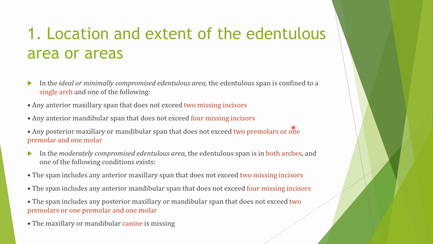In a moderately compromised edentulous area, the edentulous span is in both arches. So the span includes any anterior maxillary span that does not exceed 2 missing incisors, and does not exceed 4 missing incisors in the mandible. Here it does not exceed, here also it does not exceed. Here it is the same, does not exceed 2 premolars or 1 molar, right? A new criterion here is that the maxillary or mandibular canine is also missing, and this is in both arches, guys.